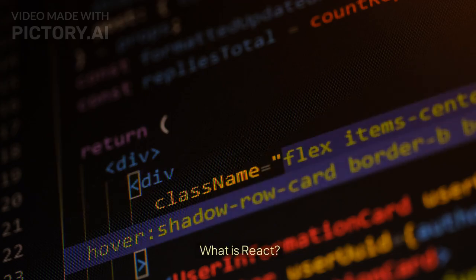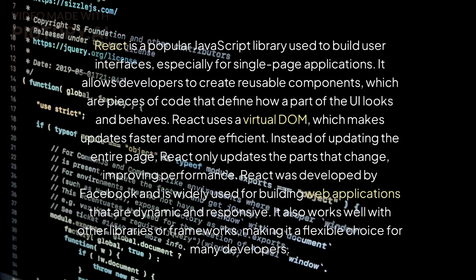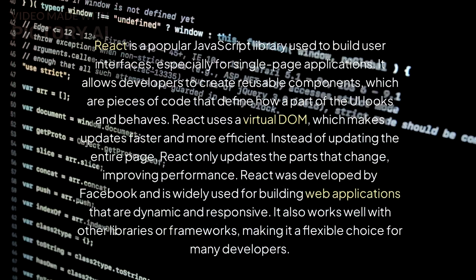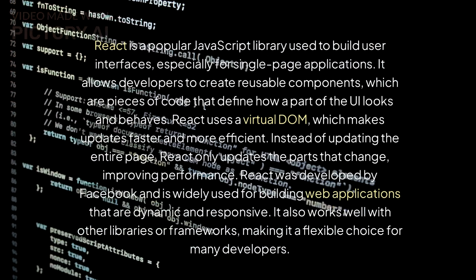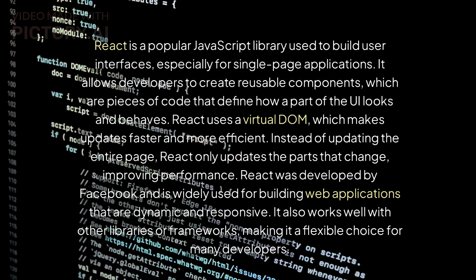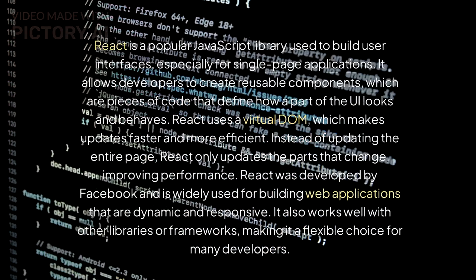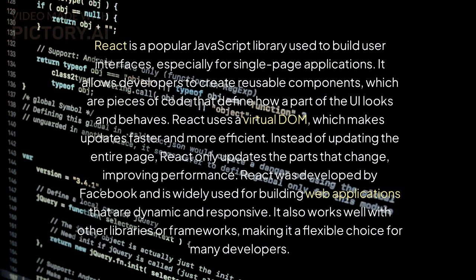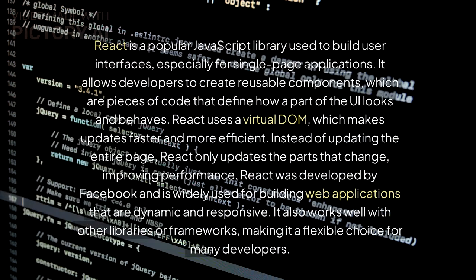What is React? React is a popular JavaScript library used to build user interfaces, especially for single-page applications. It allows developers to create reusable components, which are pieces of code that define how a part of the UI looks and behaves. React uses a virtual DOM, which makes updates faster and more efficient. Instead of updating the entire page, React only updates the parts that change, improving performance.